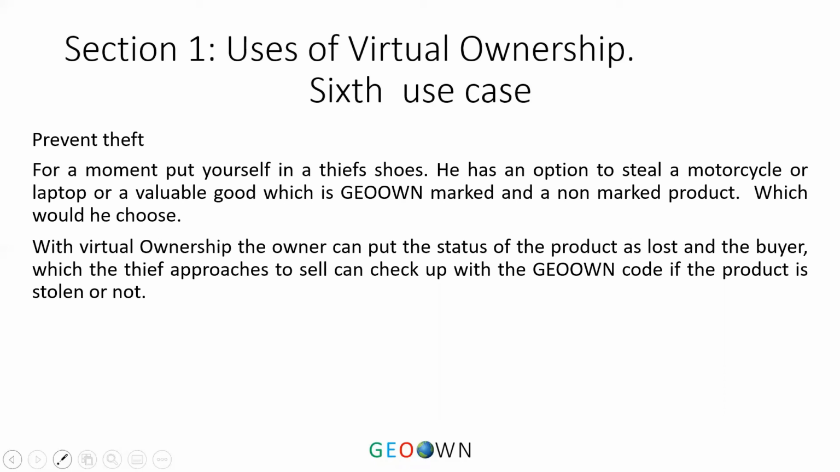With virtual ownership, the owner can put the status of the product as lost, and suppose the thief approaches a buyer. The buyer can check up with the Geon code on the product if the product is legitimate or not. And if it has been reported stolen by you, the prospective buyer immediately sees that the product is stolen.